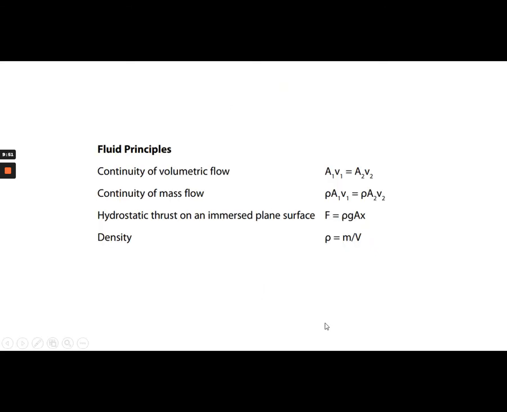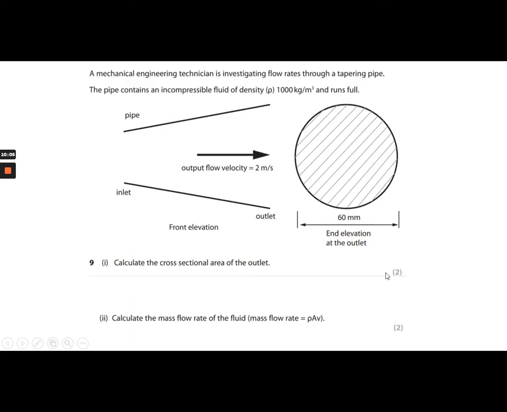Part 2 asks you for the mass flow rate of the fluid. So that's rho AV. Now this is not a formula for mass flow rate, it's continuity of mass flow rate. What this says is mass flow rate at one point equals the mass flow rate at your second point. But this question isn't as complex as that. It just asks for the mass flow rate, which is one side of the formula, rho AV. Rho is the density of the fluid, which is 1000. A is the cross-sectional area, which you've calculated in part 1, and V is the velocity, which is 2. So that one's pretty straightforward.